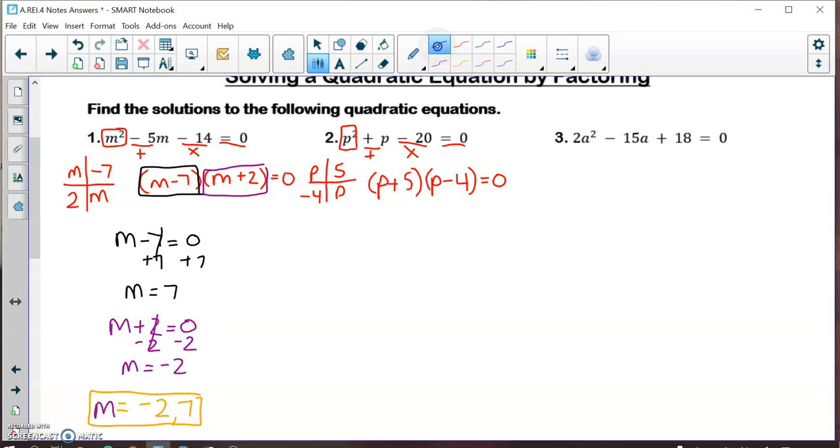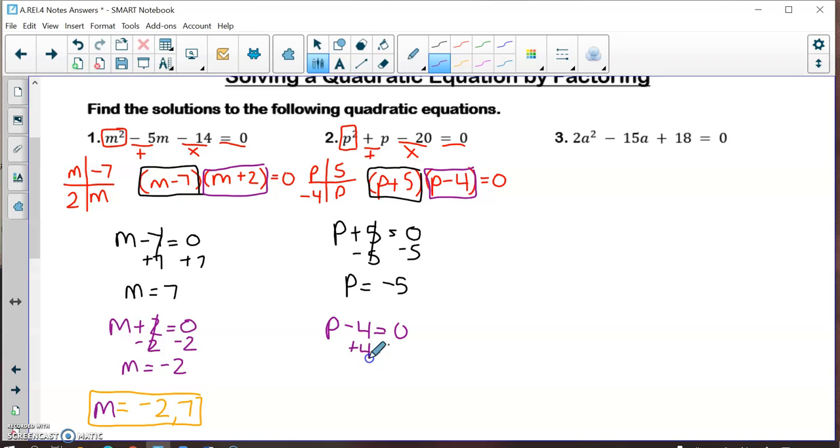And now by the zero products property, I can set both of these binomials equal to 0. So I'm going to set p plus 5 equal to 0, and I'm going to subtract 5 from both sides to get p is equal to -5. And then I'm also going to set the p minus 4 equal to 0, and I'm going to solve for p by adding 4 to both sides, and I get p could also be a value of 4. So this one also has two real number solutions. One of my solutions is -5. My other is 4.